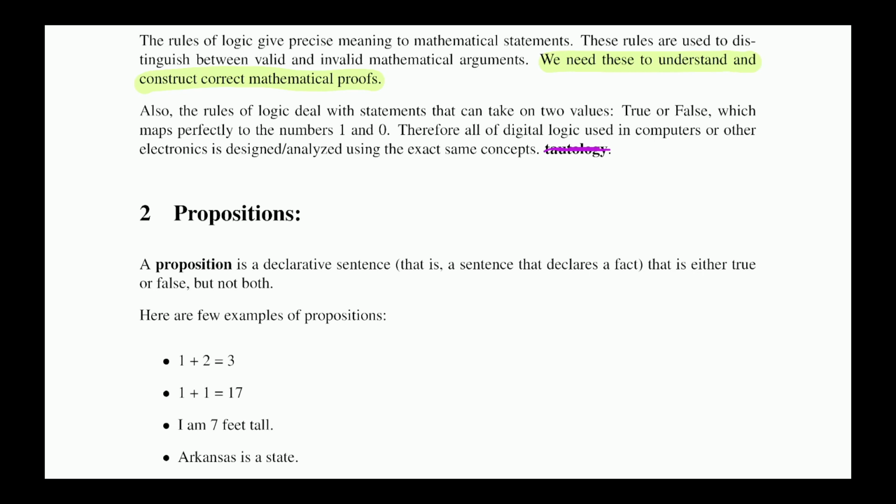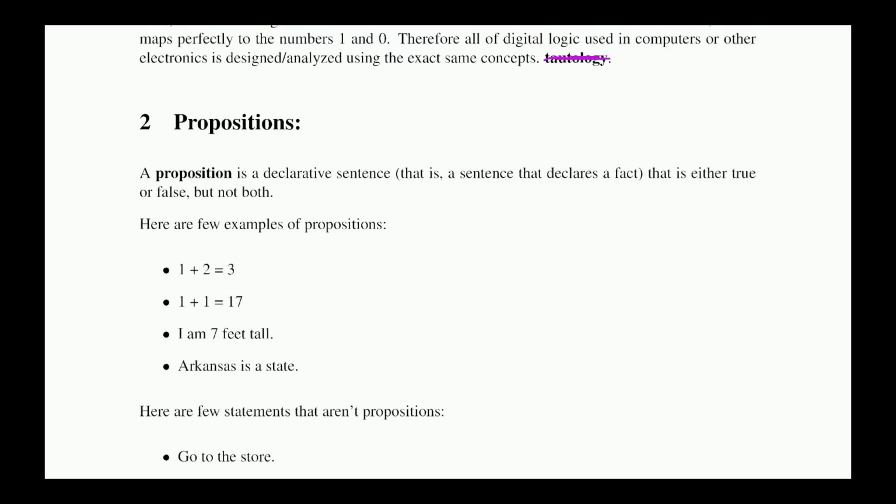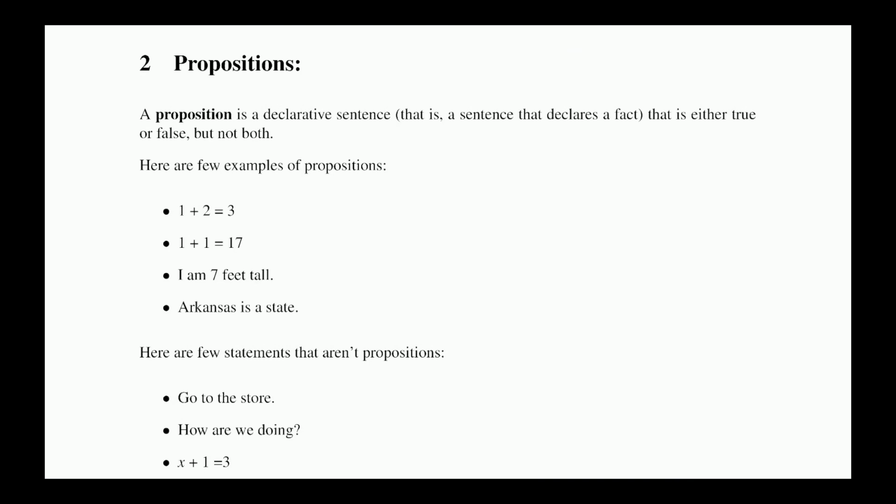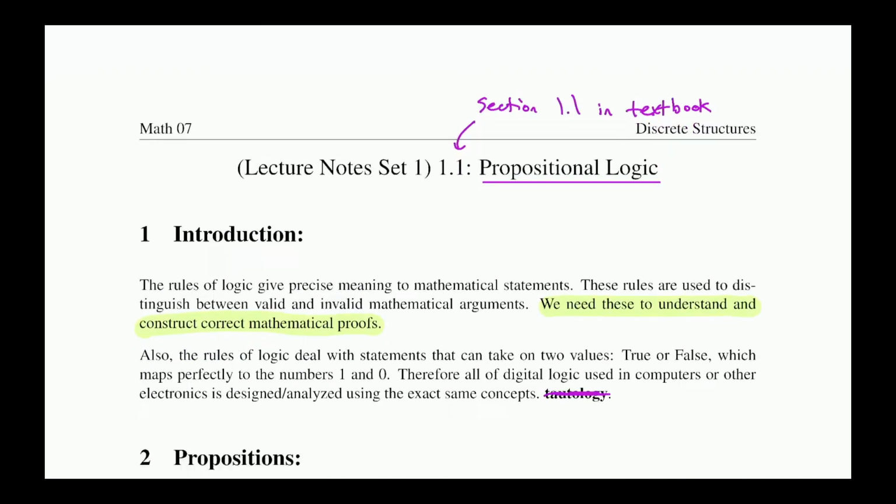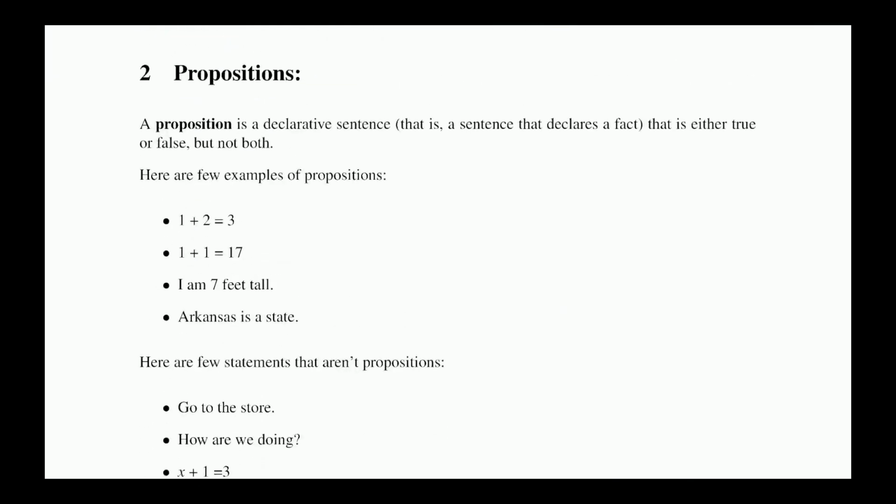Okay, and so here's where we're going to start. All right, we're going to start with propositions, which is why this is called propositional logic, by the way. So a proposition is a declarative sentence. When we say declarative sentence, what we mean is a sentence that declares a fact that is either true or false, but not both. Okay, so examples of propositions are what we have right here.